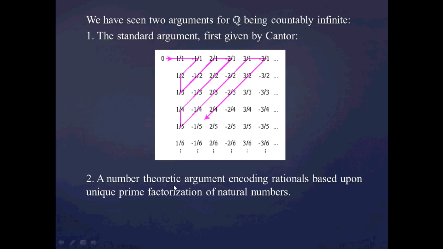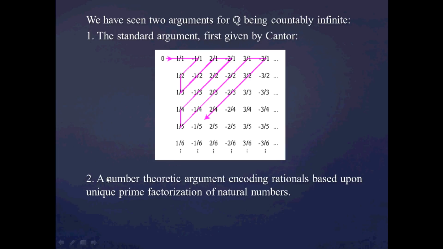I hesitate to call it a proof because I haven't seen it in too many places, so I just call it an argument for now. If you're convinced by it, then wonderful, but it's just another way of looking at it. We had this number theoretic argument encoding the rational numbers based upon unique prime factorizations of the natural numbers, or of integers if you want to look at it that way.